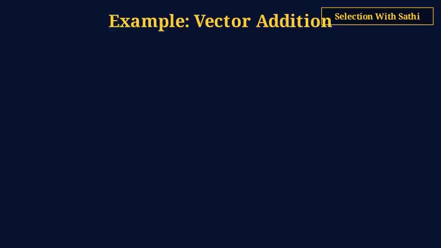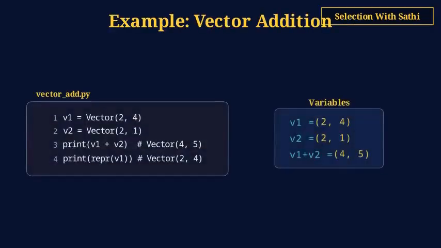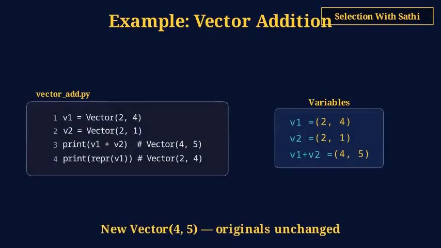Let's add two vectors using the plus operator. Our vector class stores x and y. __add__ creates a new vector by adding corresponding coordinates. v1 equals Vector(2, 4), v2 equals Vector(2, 1). v1 plus v2 gives Vector(4, 5). The original vectors are unchanged, a new object is returned.